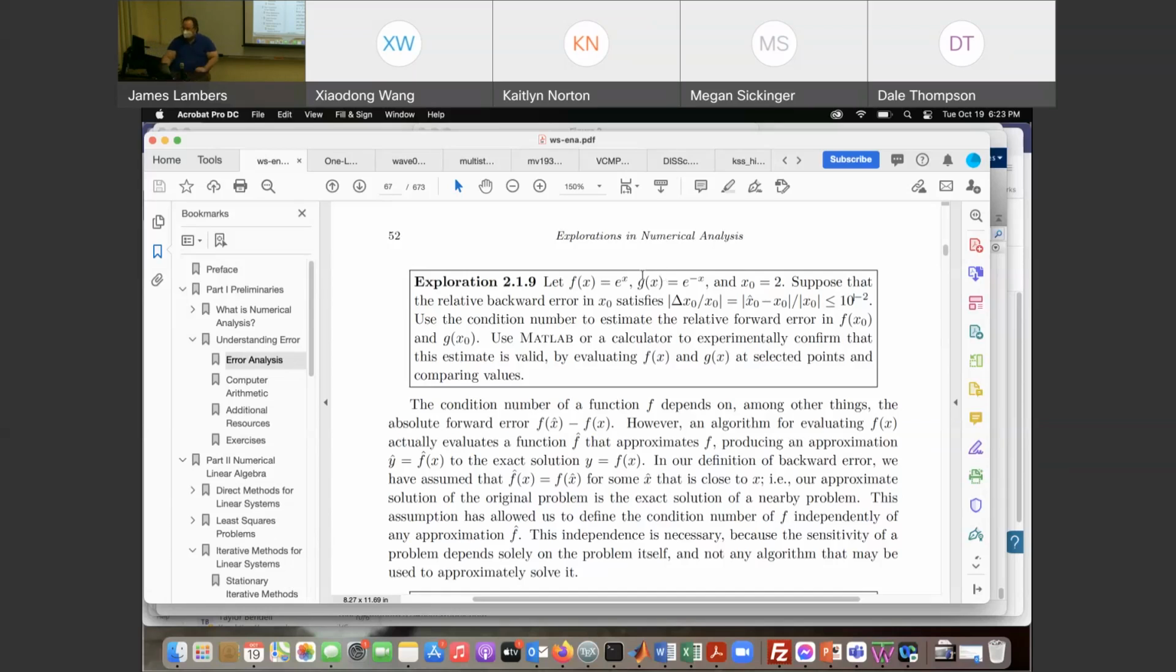Like, so if you pick an x0 hat, and then x0, and substitute those into F, what does the relative forward error turn out to be? And then that should be in the ballpark, at least, of your relative forward error estimate. And if it's way off, then that would be wrong. Okay. All right. Thank you. Yep. Okay. All right.